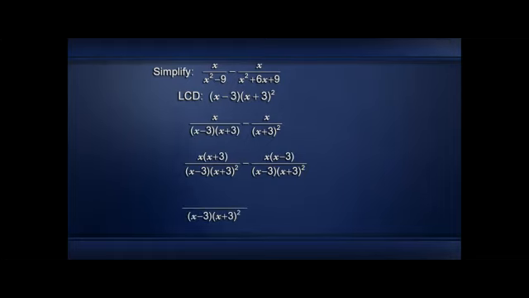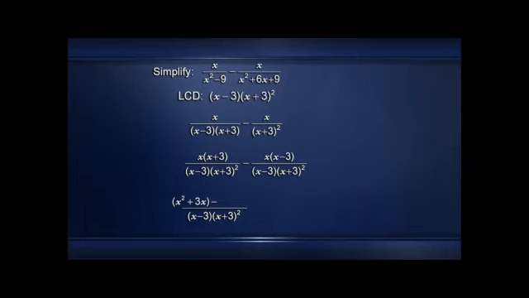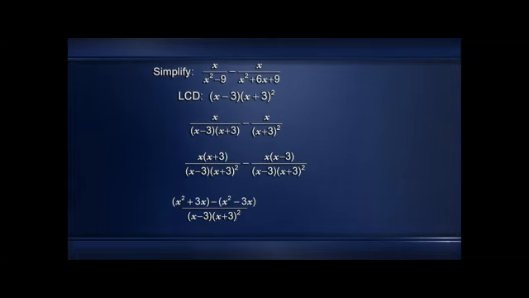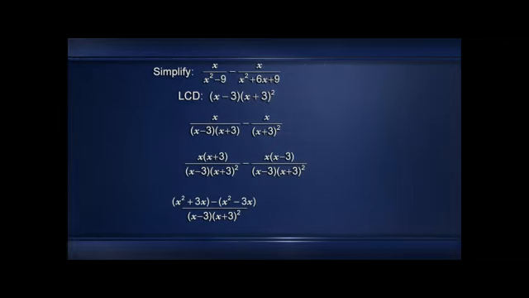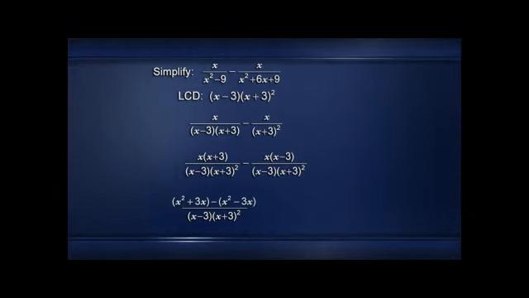It now means I can just subtract the two numerators. Well, the first numerator is x squared plus 3x when I multiply the x times the x plus 3. And the second numerator is x squared minus 3x. And now I've got to subtract those two. And now you have to be very, very careful when you subtract the second numerator. Make sure that the minus sign gets distributed to all of the terms of the second numerator.